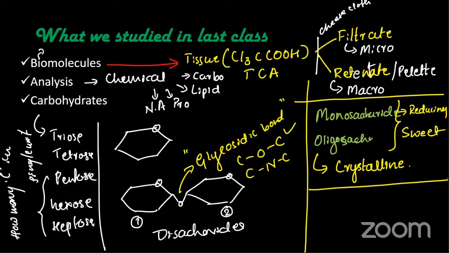Please do remember, monosaccharides and oligosaccharides are normally reducing, sweet in taste, and crystalline, right? So these are the characteristics related to that. And the sweetest is fructose. Where is it available? Fructose is available in fruits, right? That's why fruits are so tasty, because fructose is the most sweetening agent. It has a higher sweetening level than sucrose.